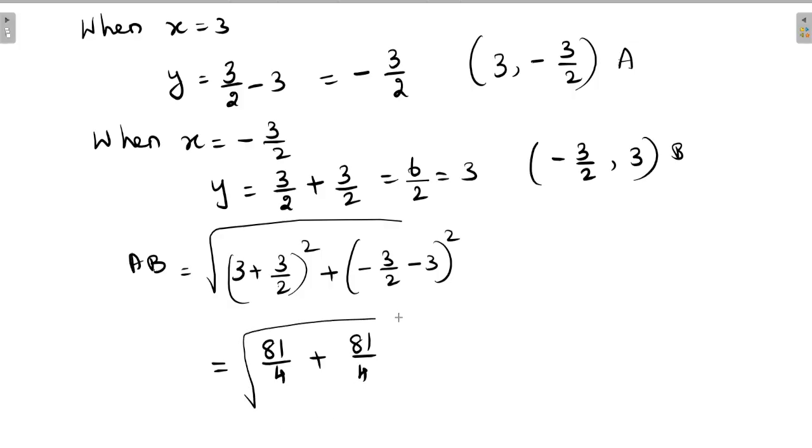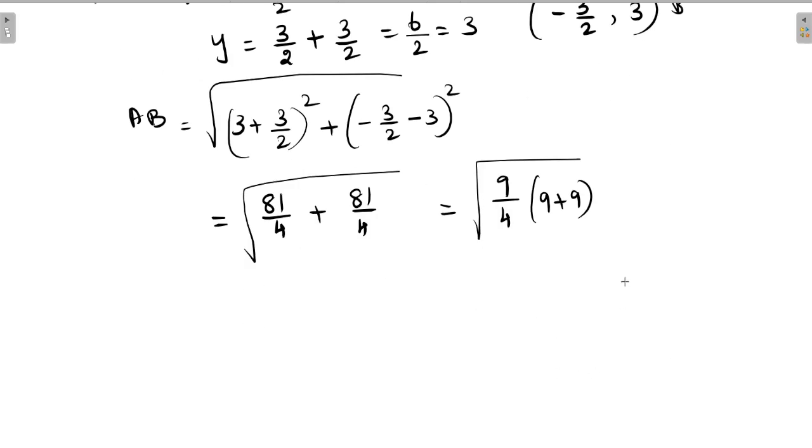Put it in the root. The simplified form is, 81 is a perfect square, so the square root of 9 by 4 times (9 plus 9), which is equal to 3 by 2 times the square root of 18. The square root of 18 is 3 root 2. So the distance between the 2 points is 9 by 2 root 2 units.